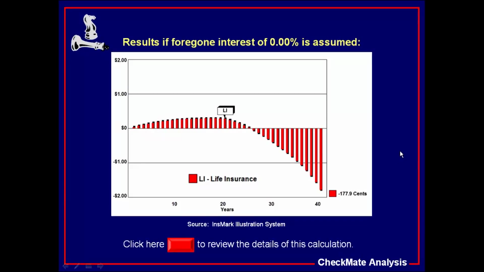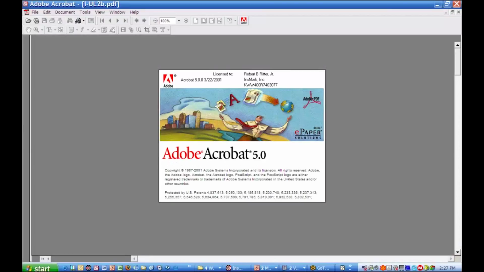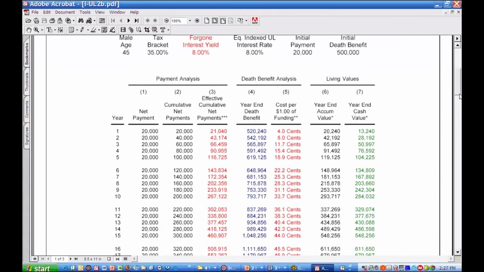Now there was no foregone interest. The real cost of life insurance is what you could do with the money if you didn't buy the life insurance. So let's assume an 8% foregone interest. In other words, if George didn't buy the life insurance, he could invest the premiums at a pre-tax interest rate of, let's say, 8%, which is a pretty aggressive rate today, but that's the crediting rate I'm showing on the policy, so let's use that.